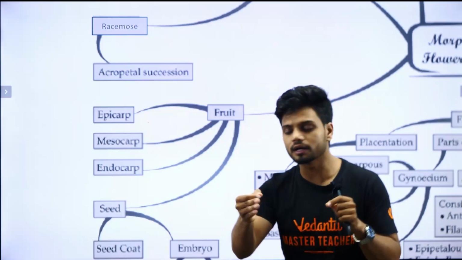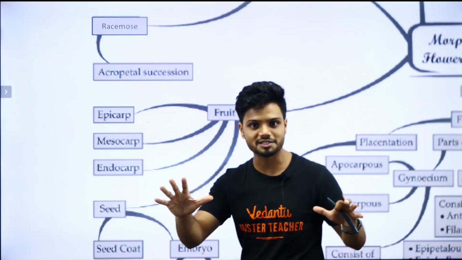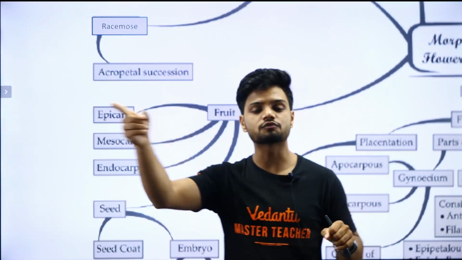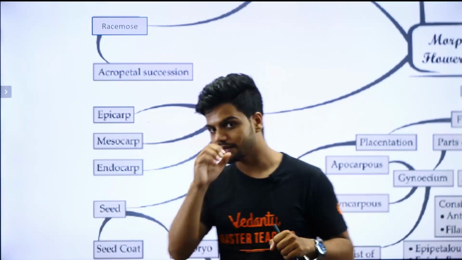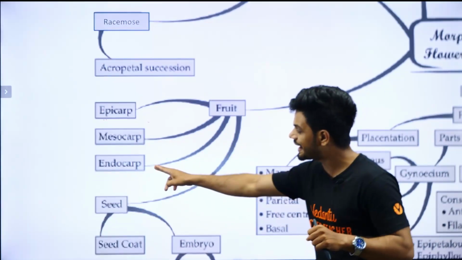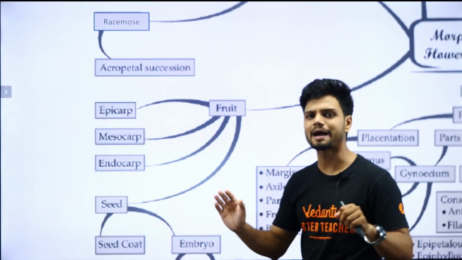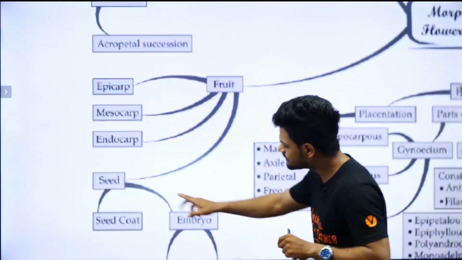In the case of coconut, the mesocarp is fibrous. The same mesocarp in the case of your mango is fleshy. Remember that. In both cases, the endocarp is stony. Remember, in mangoes, you cannot eat the endocarp. Then we have the seed.